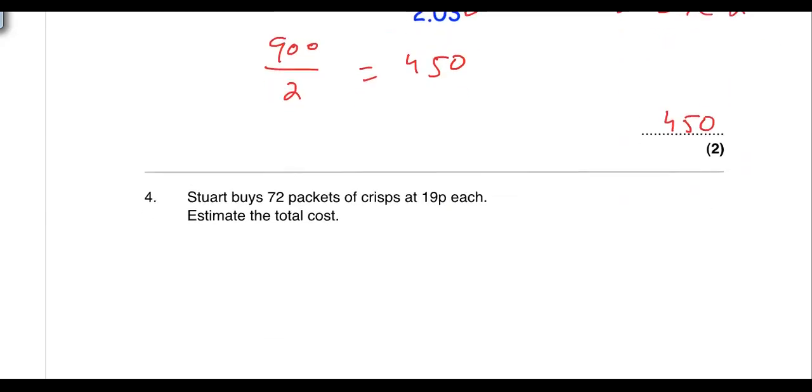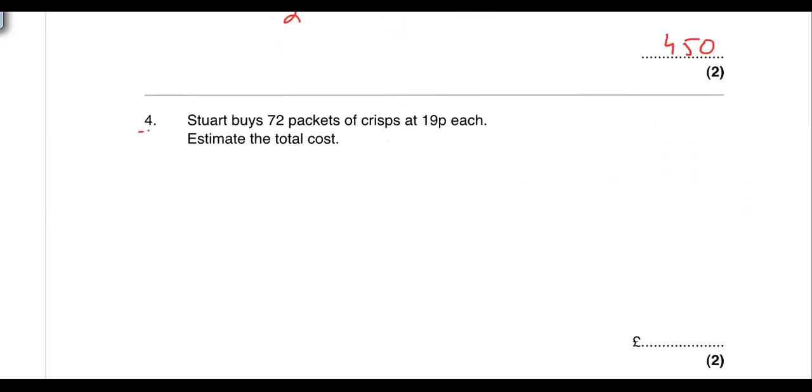That is in the same way. Now for these word problems, most of you did not get them, and that was quite normal because I told you if any question you cannot do, you can just leave it for me. Now the question is: Stout buys 72 packets of crisps at 19 pence.